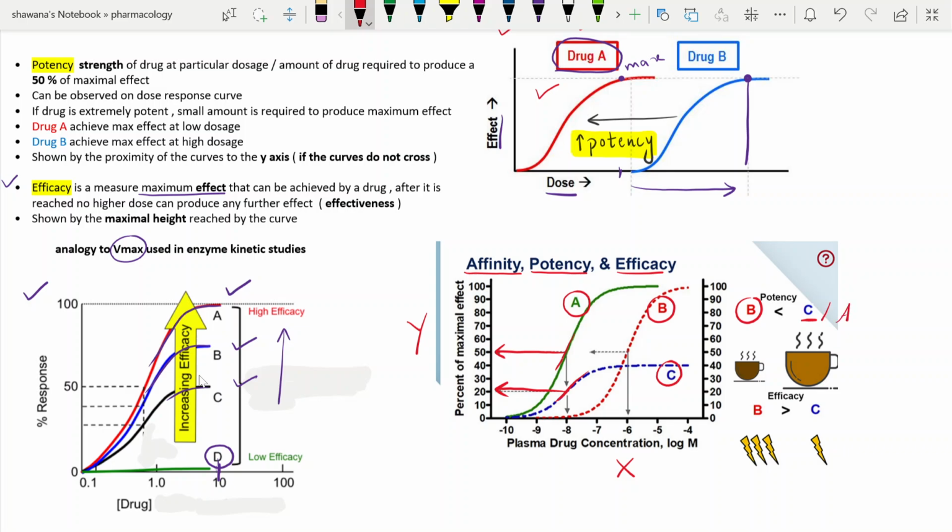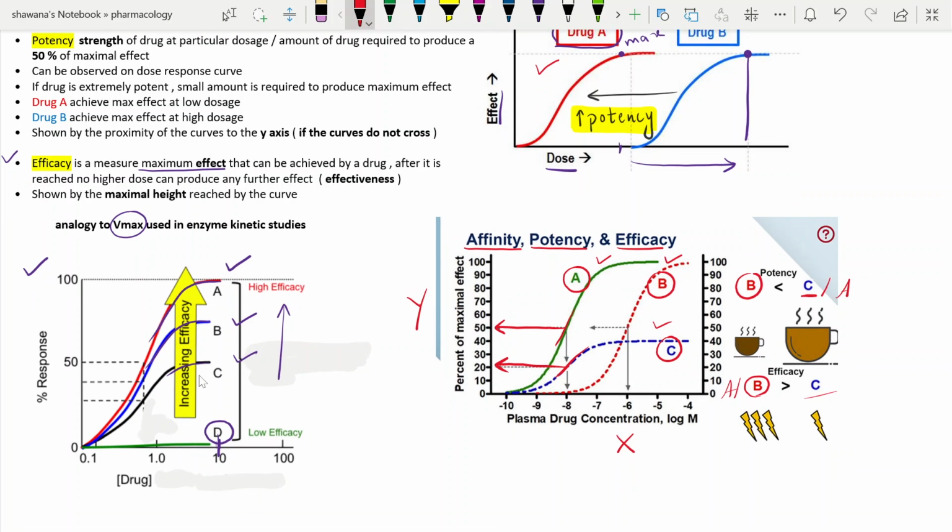When we talk about efficacy, efficacy is the maximum effect a drug achieves, after which a higher dosage cannot produce any further effect. It's the maximal height. So drug A and drug B have high efficacy as compared to drug C. Efficacy is like the maximum effect, and potency is like the maximum strength, or the amount of the drug required to produce 50% of the maximum effect.